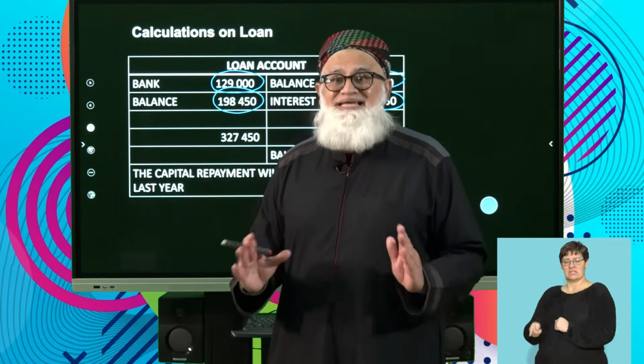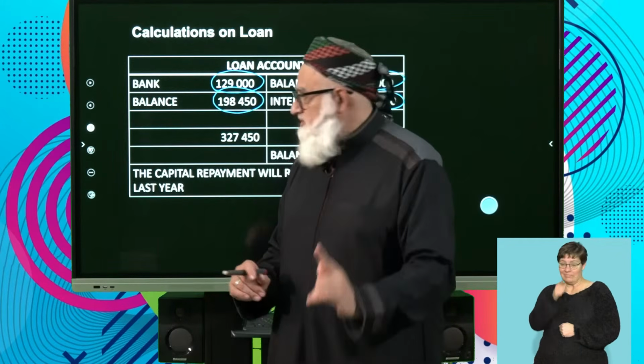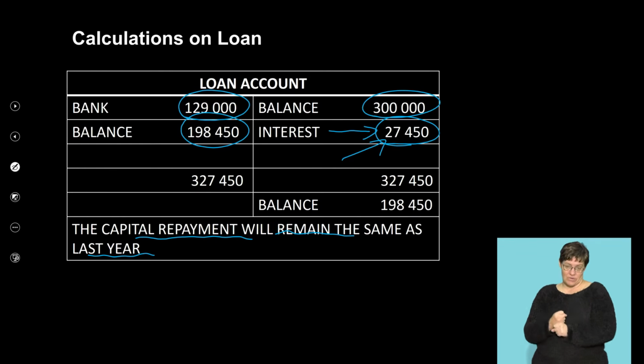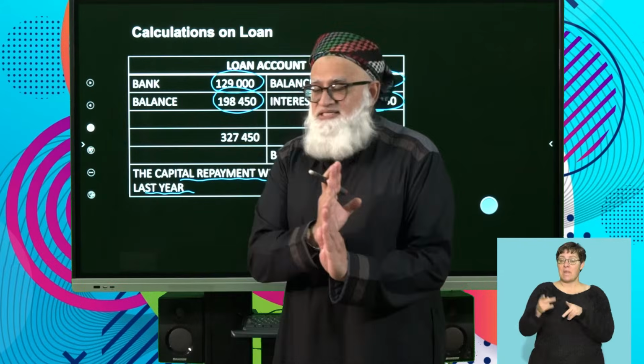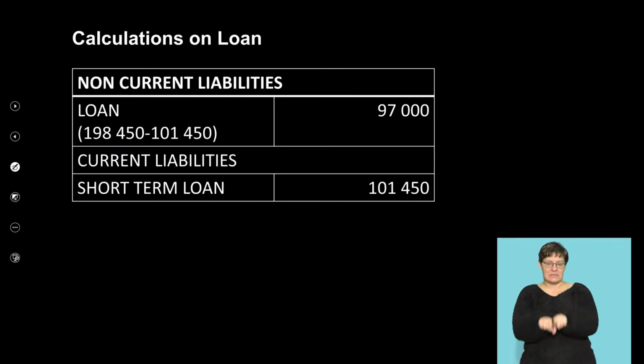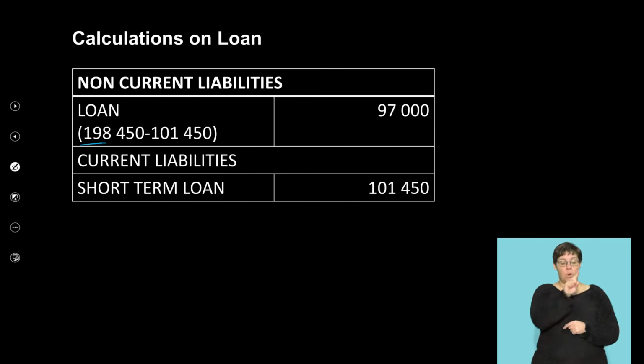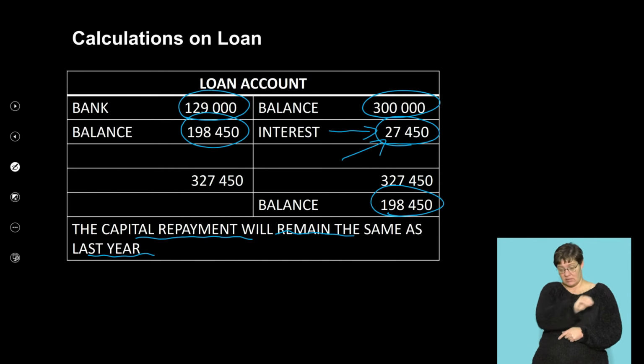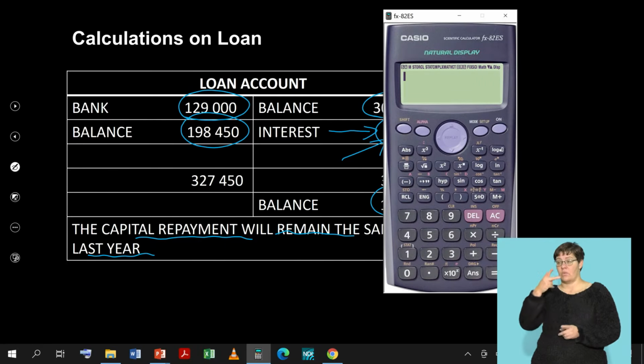Right. We're now in the balance sheet. How do we report in our balance sheet? Very, very important. Look at this last statement here. The capital repayment will remain the same as last year, right? So the capital repayment will stay the same. Okay, so this is what we do. You take your 198,450, which is your closing balance. Now, if you look at your bank payment, you've paid a total of 129,000.